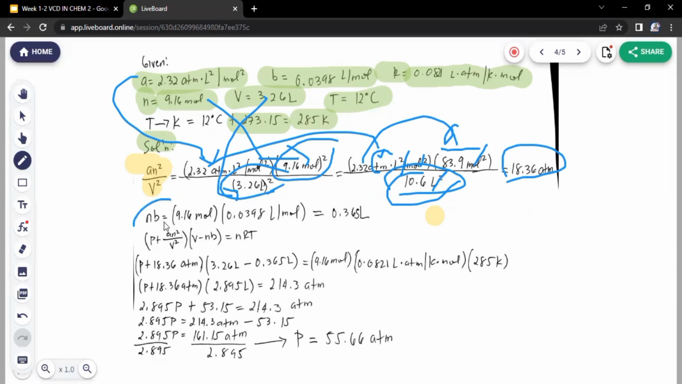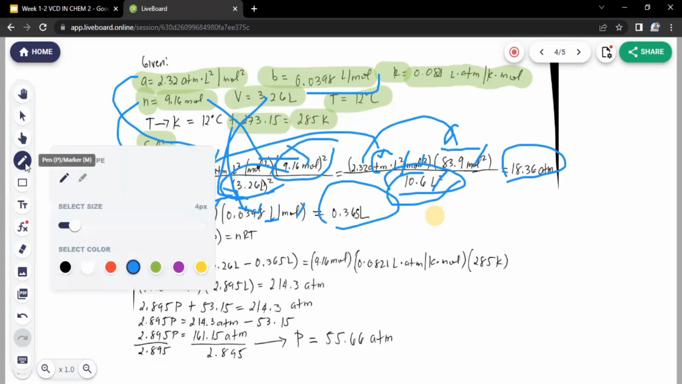The value of your NB, from the N, that is the variable here, 9.16 moles. And then the value of your B is 0.0398 liters per mole. This is that. And then cancel the unit, mole, you will be left with the liter unit. 9.16 times 0.0398, you will have 0.365 liters. Now the next thing that you need to do is just plug the values here.